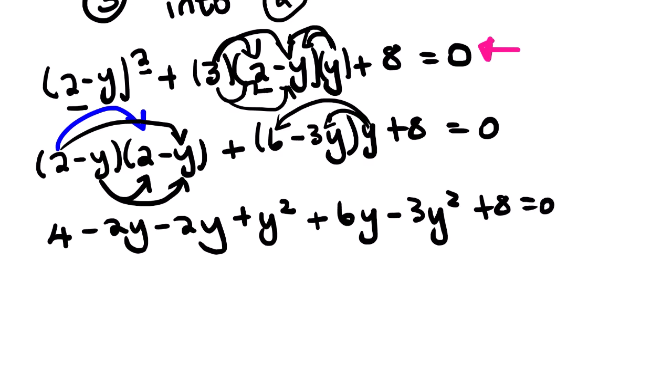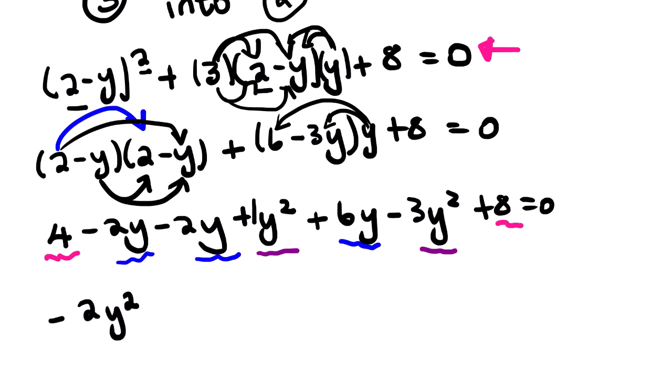From here we look at the like terms. All the terms without variables, it's this one and this one. All the terms with y to the power 1 is this one and this one. Then all the terms with y raised to the power 2 is this one and this one. So in this case, let us start with the term with the highest power, which is y squared. So positive 1y squared minus 3y squared is negative 2y squared.